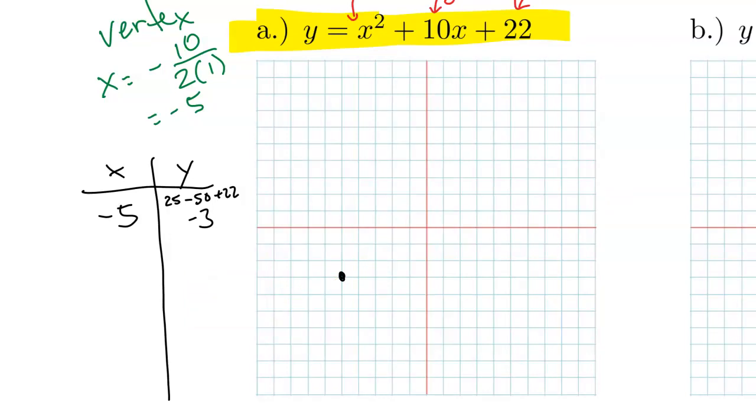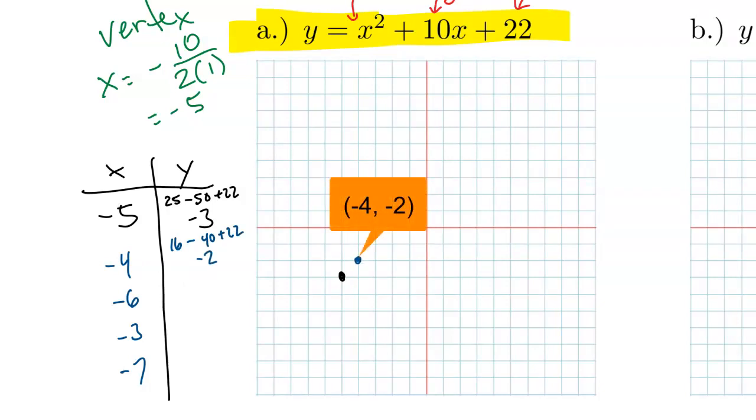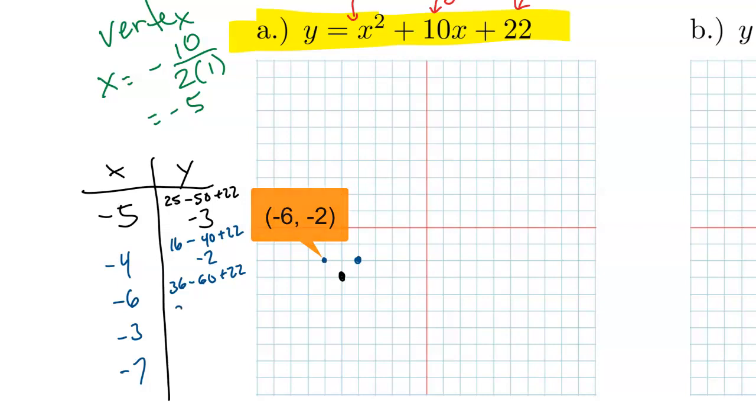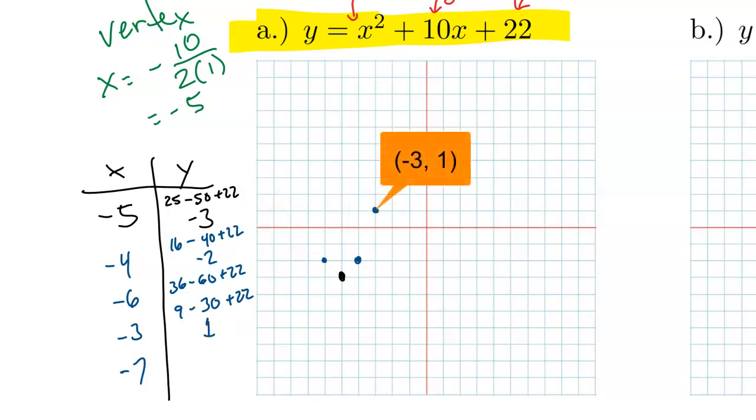To find a few other nice points on our graph, let me go a little bit to the right and a little bit to the left from that vertex. So if I go to negative 4 and plug in that, and then maybe negative 6, I could also plug in negative 3 and negative 7 as other x values to try to plot on my graph. So plugging in negative 4 gives me positive 16 minus 40 plus 22, which equals negative 2. When x equals negative 6, I get positive 36 minus 60 plus 22, which is also equal to negative 2. When x equals negative 3, we get positive 9 minus 30 plus 22, which equals positive 1. And at negative 7, the y value is 49 minus 70 plus 22, which also equals positive 1.